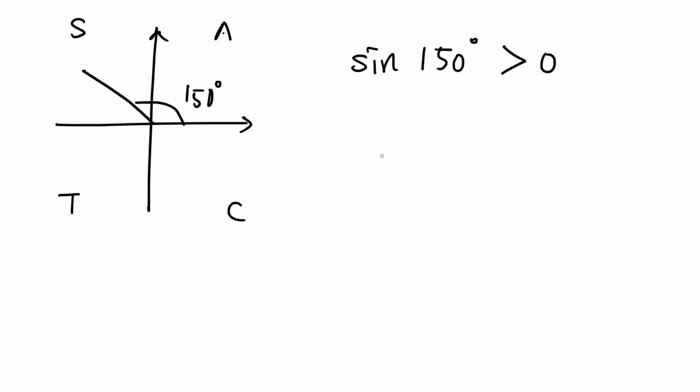Okay, now here's another example. What is the sign of secant 200 degrees? Well, secant is 1 over cosine, so this is 1 over cosine of 200 degrees. And if cosine is positive, secant will be positive, and if cosine is negative, secant will be negative. So we just need to determine the sign of cosine 200 degrees.